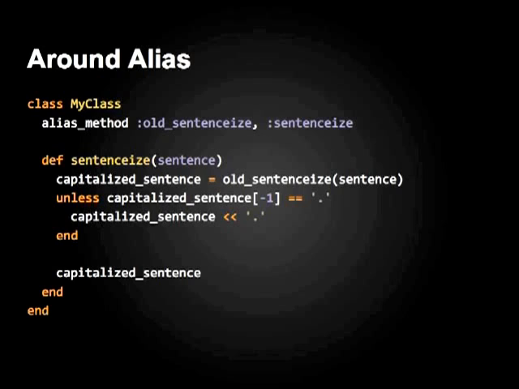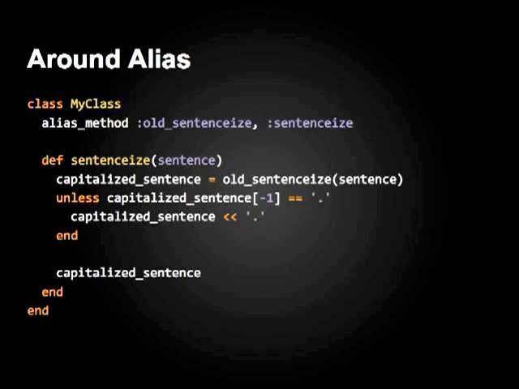And ignore for a moment the def sentence_size. So if all I did was call alias_method old_sentence_size and then sentence_size, I could now access this method using two different names. So either sentence_size or old_sentence_size would call the same body of code. However, what I'm going to do is redefine sentence_size.